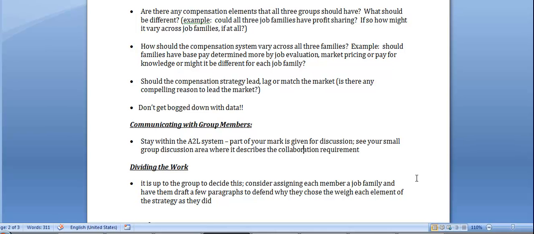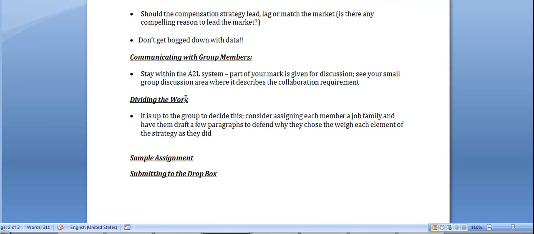Dividing up the work. Again, that's really up to you to decide how you want to divide up the work. I don't want to interfere in your group process. But what I would suggest, and some of you are thinking about doing it already, and if you haven't started the project, that's fine, is that you might want to have each member focus on a job family and complete a few paragraphs on why they selected or put together the template they did for that particular job family. So the template and the rationale. One person does those two things for one job family, another person for another job family, and the third member does it for another job family.